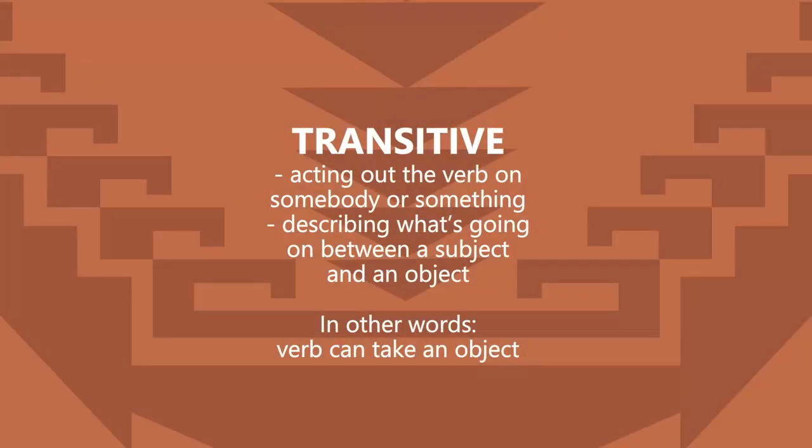Transitive, acting out the verb on somebody or something, describing what's going on between a subject and an object. In other words, the verb can take an object.